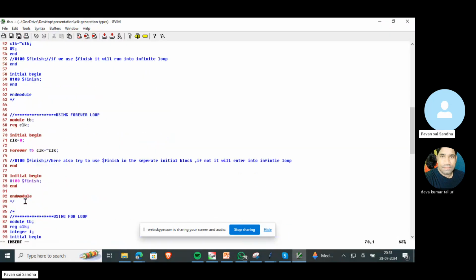Here for forever loop, we're declaring the clock with a reg, and initializing it to 0. In the same initial block, we are writing a forever loop. For each 5 seconds, the clock will be negated. And here we are ending the simulation at 100 nanoseconds, like 100 picoseconds, not nanoseconds. Why? Because we have not mentioned any time scale here. And I will show the output.